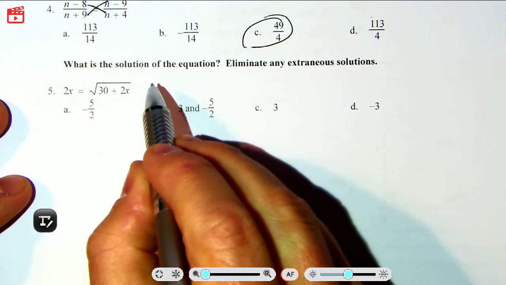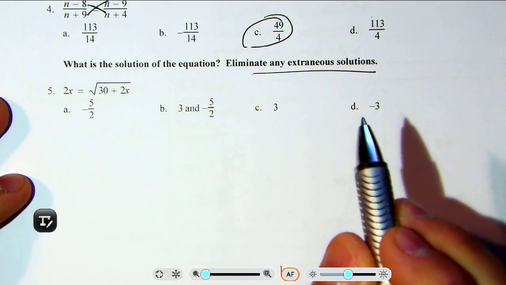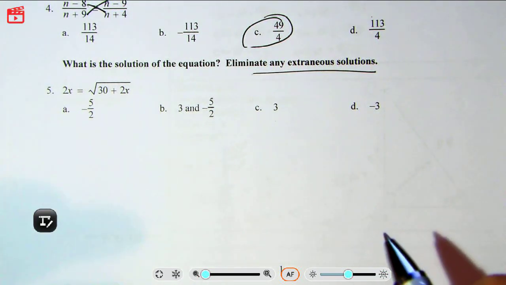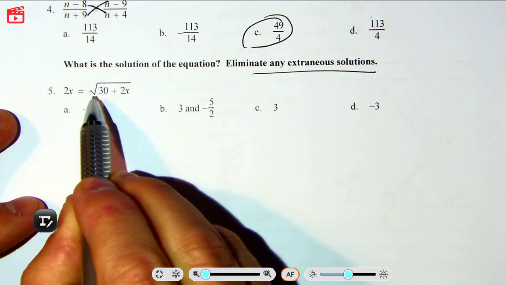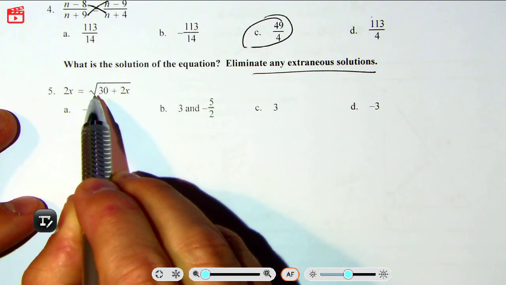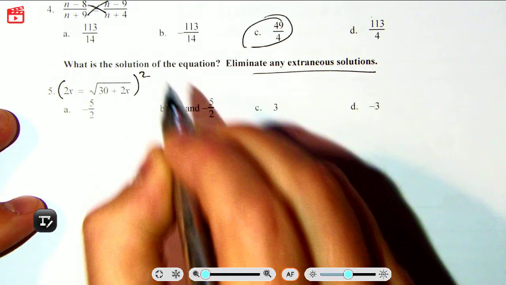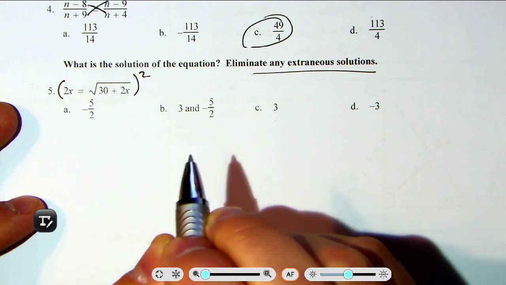Okay, what's the solution? And eliminate any extraneous. This is a really great question. It goes back to topic 4 and it stretches our equation solving muscles quite a bit. Okay, so when I look at this, I say, aha, I have a radical. I need to get rid of the radical, and to get rid of the radical, I want to square everything in this equation. Now that's going to introduce a quadratic thing that we have to factor.